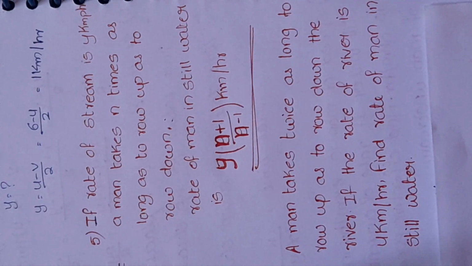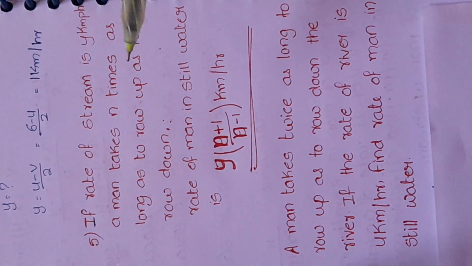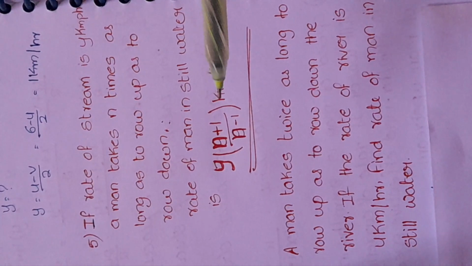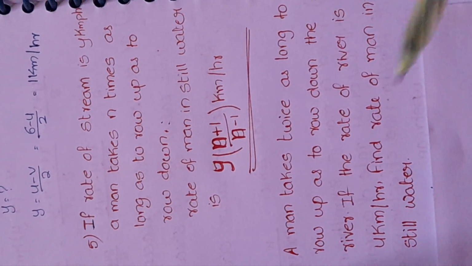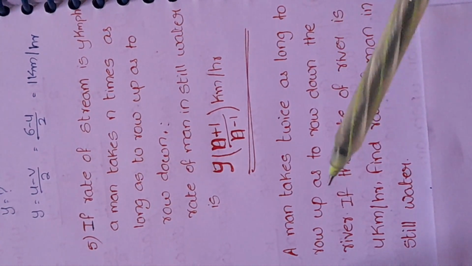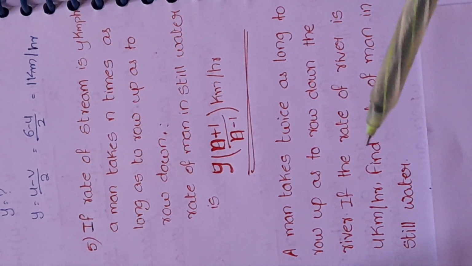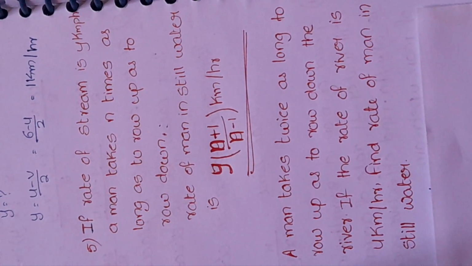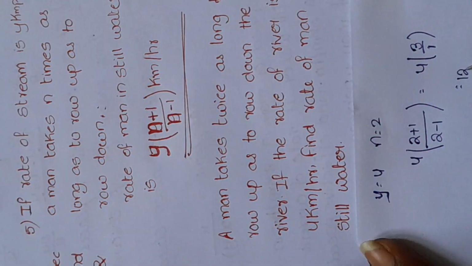Fifth question. If rate of stream is y kilometers per hour, a man takes n times as long to row up as to row down. Rate of the man in still water is y into (n plus 1) by (n minus 1) kilometers per hour. The question. A man takes twice as long to row up as to row down the river. If the rate of the river is 4 kilometers per hour, find the rate of the man in still water. y is equal to 4 and n is equal to 2. Now substituting the values, 4 into (2 plus 1) by (2 minus 1). We get this as 4 into 3 by 1. That is 12 kilometers per hour.